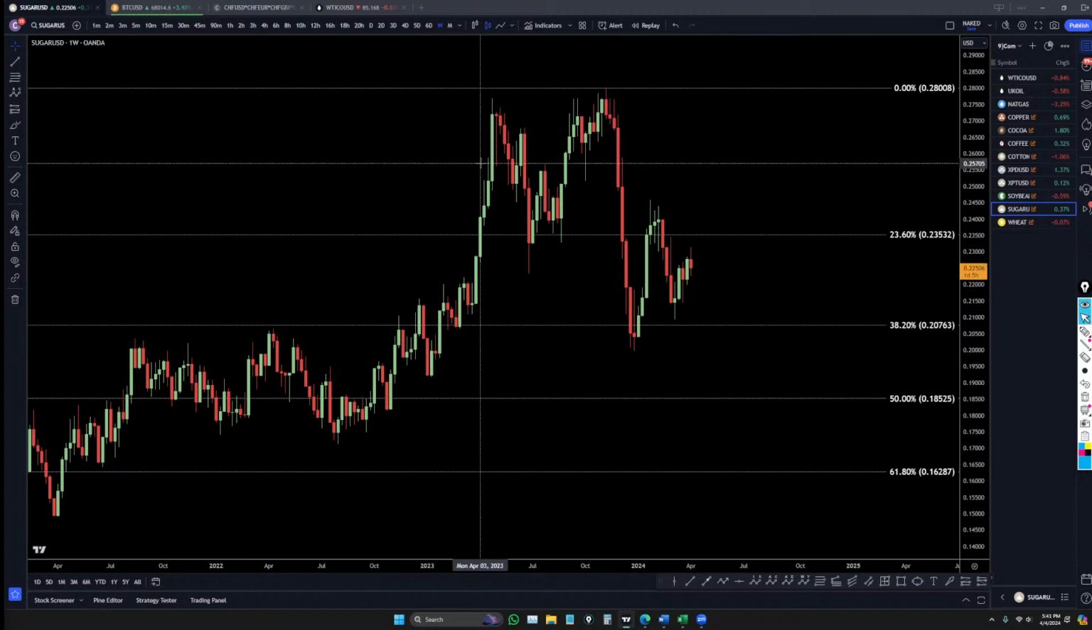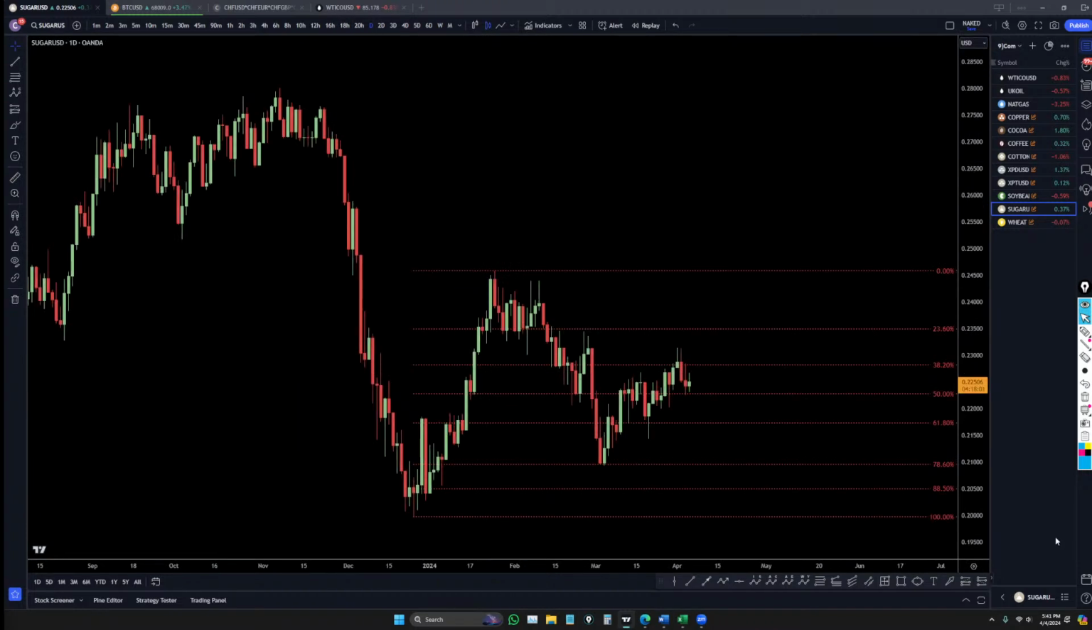Sugar is trying to go up, isn't it? But it's awful slow, isn't it?